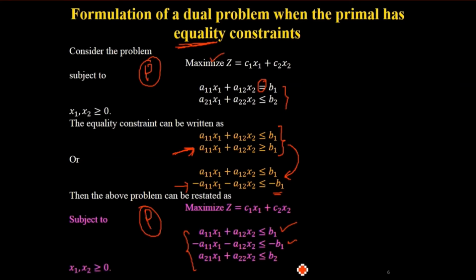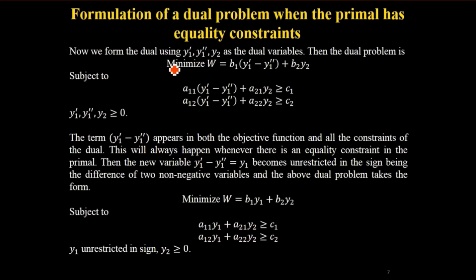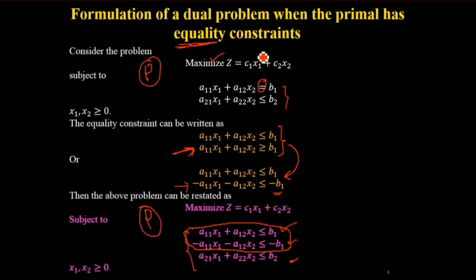Done. So if this is done, next part is that we have to convert this problem to dual. So how to do? Let us see. Here the deviation is there, okay, these two equations, so we have to carefully observe this. So we will write the minimization W will be here. You see how many values are there here, b1 and b2, two values are there.